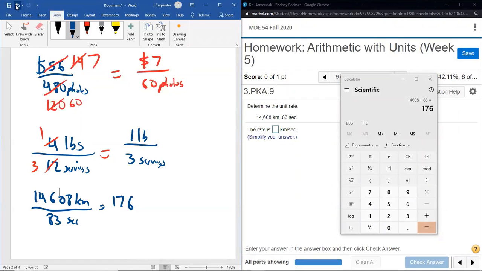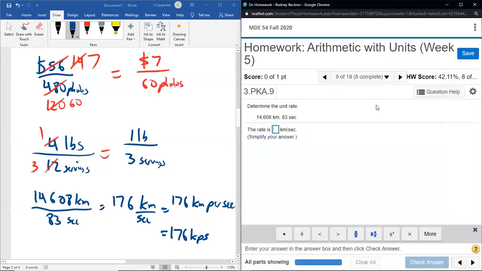It's 176 units, kilometers over seconds. So you could do kilometers per second that way, or you could write it with more words, 176 kilometers per second, or you could go with an abbreviation if everyone is okay with it, KPS is kilometers per second, just like MPS is miles per second, which is the only time miles is abbreviated with an M, otherwise it's MI. So this didn't end up being a decimal, but that's fine. It was a whole number. Nobody said it had to be a decimal. So 176 kilometers per second.